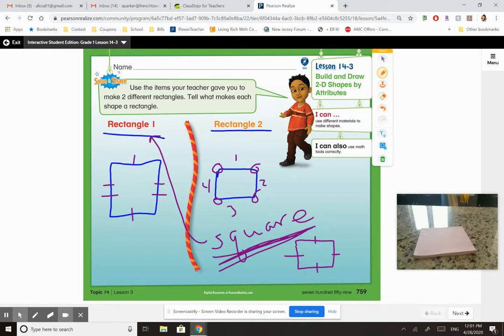So make sure you remember that a square is part of the rectangle family. And you know what? It'd be interesting to see. You should ask the adults in your house, see if they know that. You should be like, hey, is this square a rectangle? And see what they say.